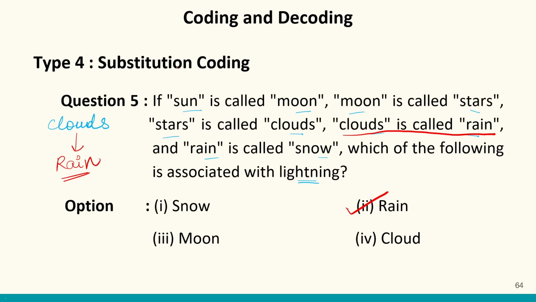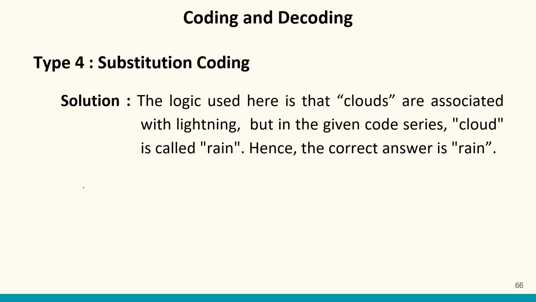So whenever you get a question on substitution coding, do not mark the logical answer. The logical answer is cloud, but we will not mark it because cloud is coded as rain. So rain will be your answer. This option is sometimes given to us to confuse us. But while solving questions for substitution coding, we should always remember that we have to mark the answer in terms of the substituted word. So we always have to mark the answer in terms of the substitution word. So this is the solution you can check.